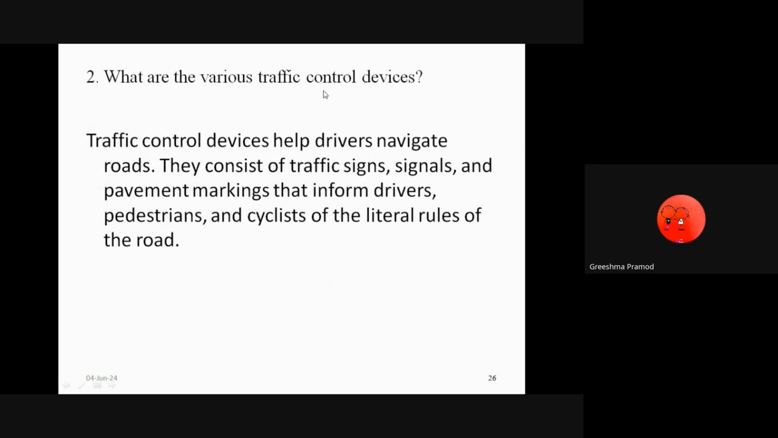What are the various traffic control devices? If it is a 3 mark question in Part A, you just need to list out. So what is the use? Traffic control devices help drivers navigate roads. They consist of traffic signs, signals, and pavement markings that inform drivers, pedestrians, and cyclists of the rules of the road. If it is asked in Part B, you need to give a brief explanation of all those.